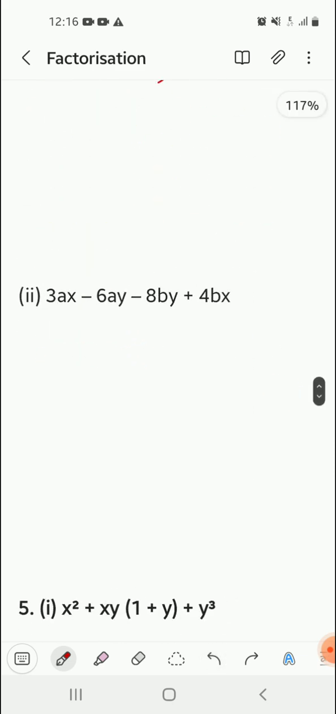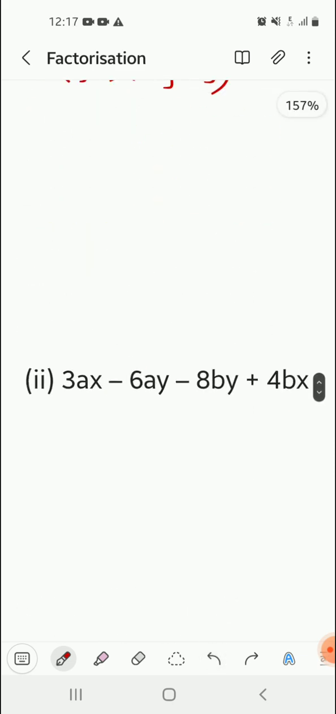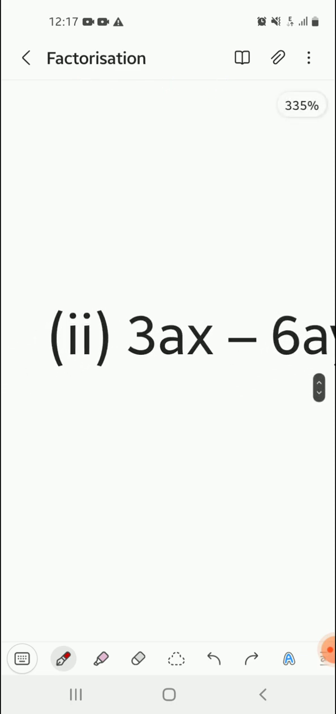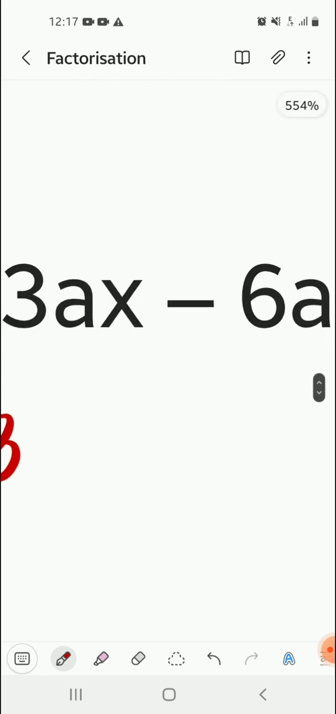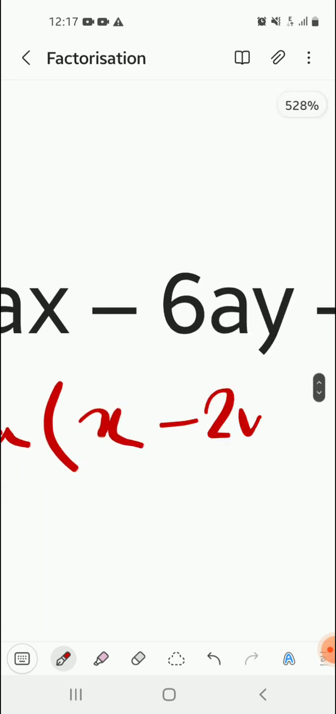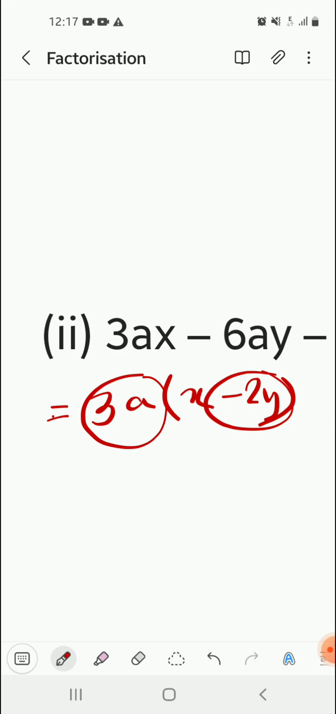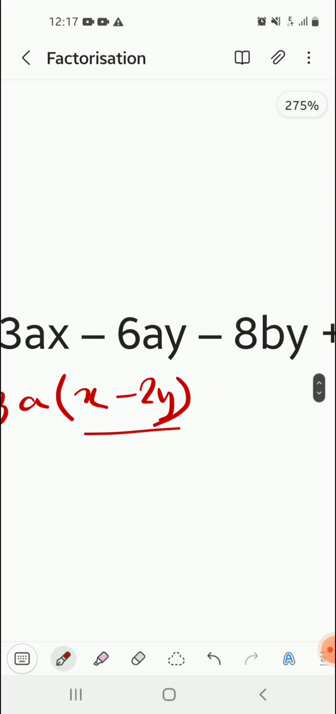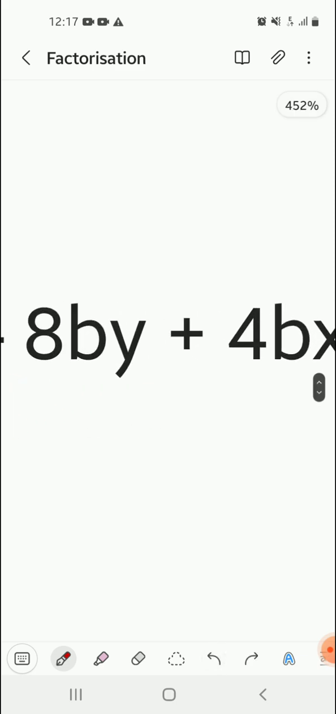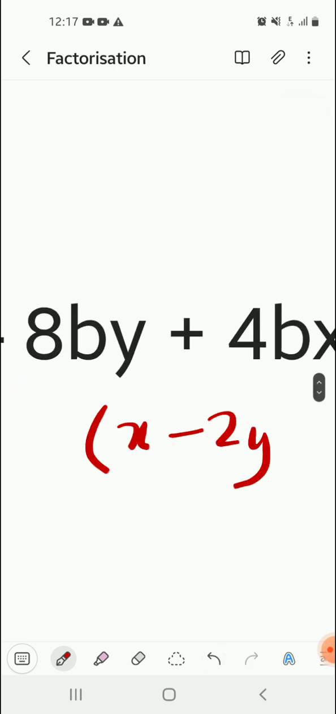Next, 3ax minus 6ay. Here you can see very well 3 is a common factor and a is also common for both. So here we are left with x minus 2y. Let's check. 3a into x is 3ax. 3a into minus 2, so 3 into minus 2 is minus 6, and ay. So here we have got x minus 2y. So another factor will definitely be x minus 2y.